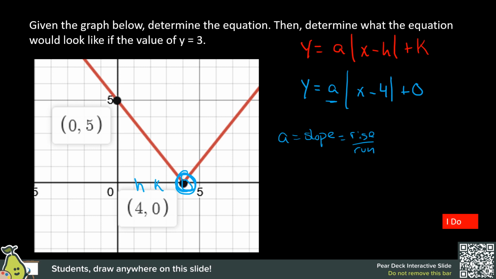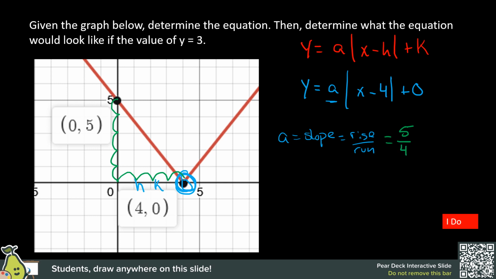And I know in 8th grade, for sure, you were able to determine rise over run given 2 points. What was my rise? So I have this other point, this 0, 5. My rise here is what? 1, 2, 3, 4, 5. Okay. So we have a change of 5 is my rise. And my run is 1, 2, 3, 4.